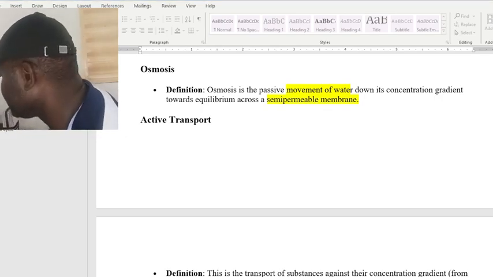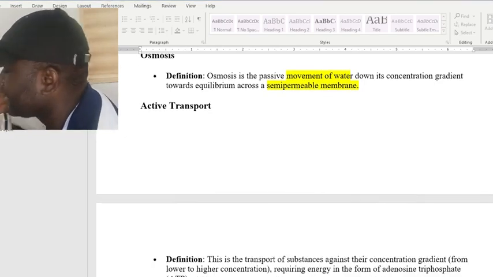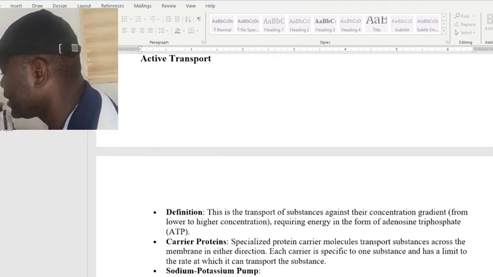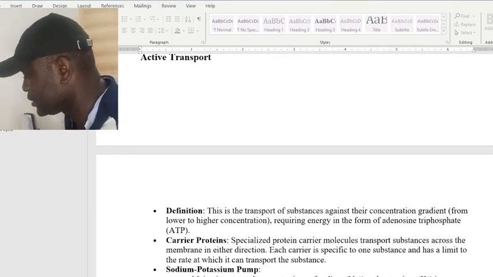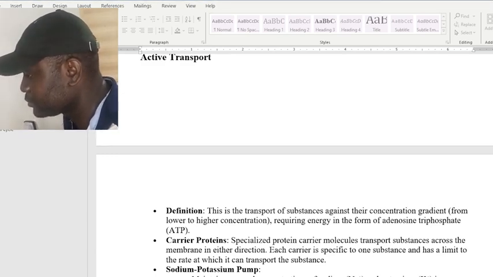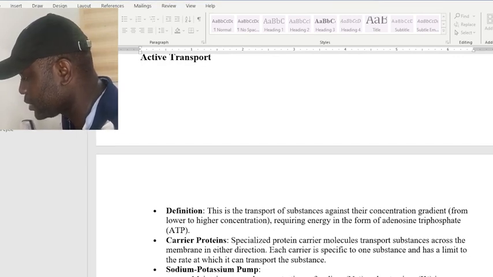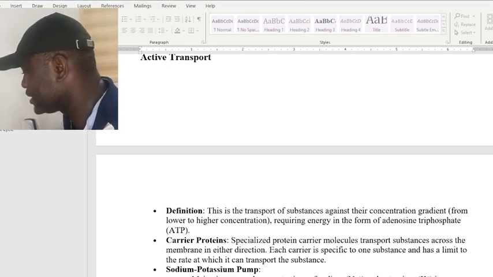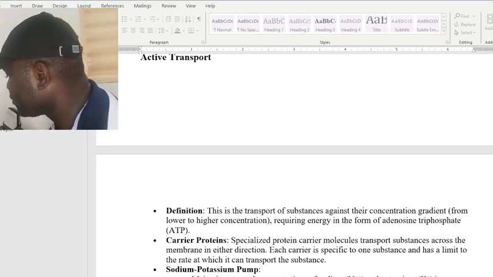Now let's talk about active transport. Like we said earlier on, this active transport requires energy, and the energy is in the form of ATP. That's the energy that the cells recognize. Your body cell can only use ATP, adenosine triphosphate.